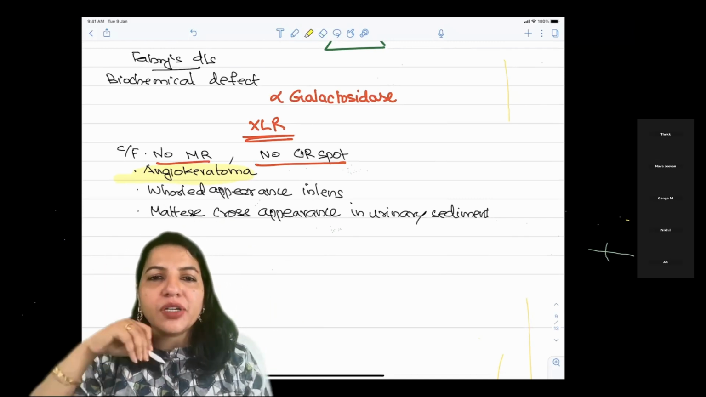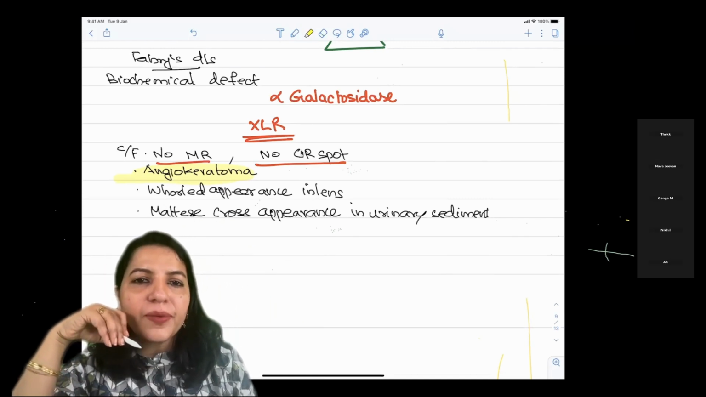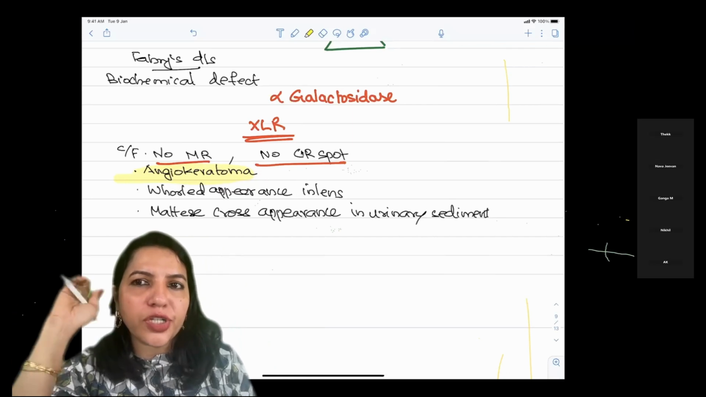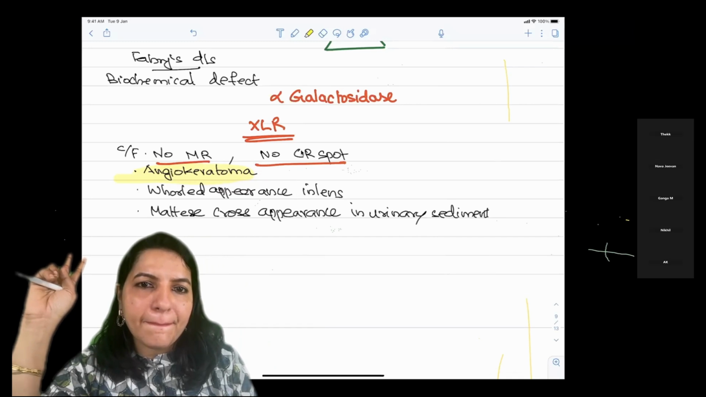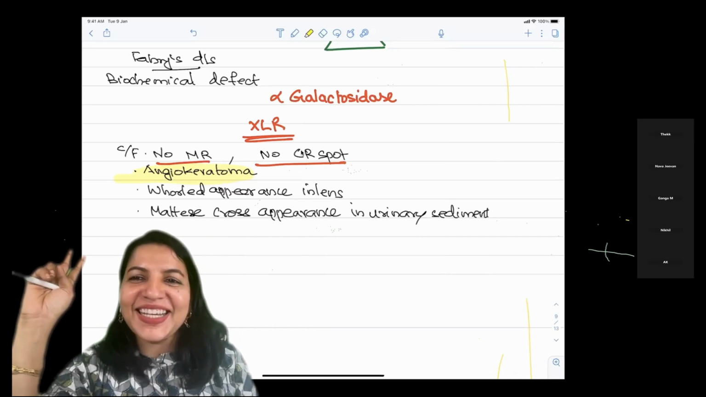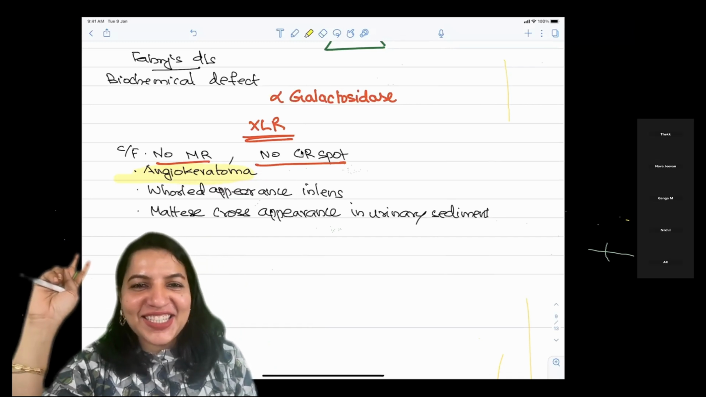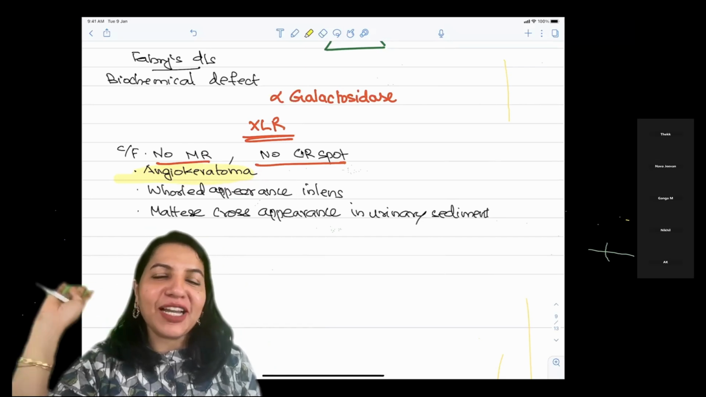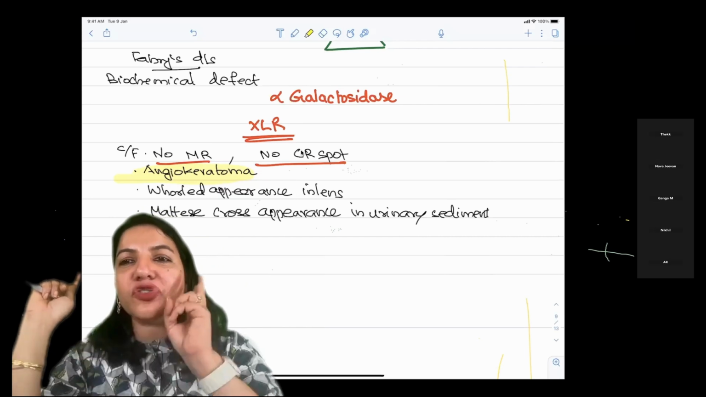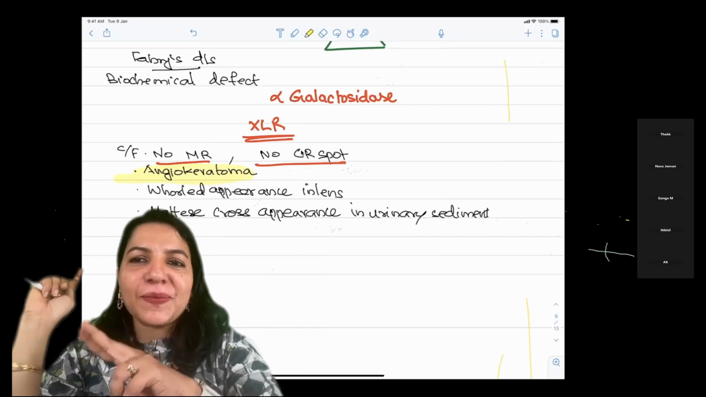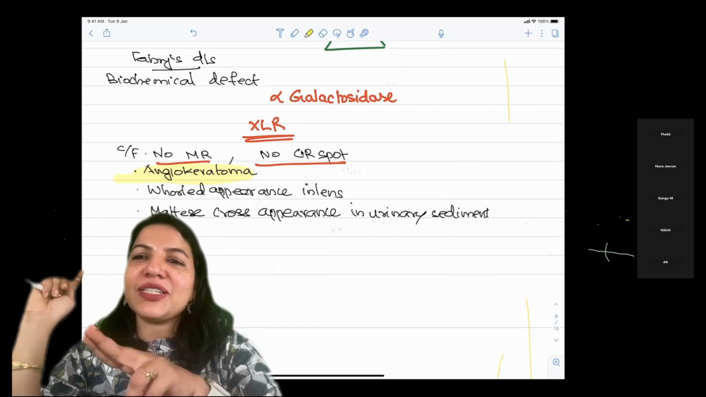What I highlighted is angiokeratoma. If I'm saying angiokeratoma, only two disorders should come to your mind. What are they? Yes, GM1 and Fabry's. If I say no mental retardation, no cherry red spot, two disorders should come to your mind. Which are they? Yes, that is Fabry's and GM1.